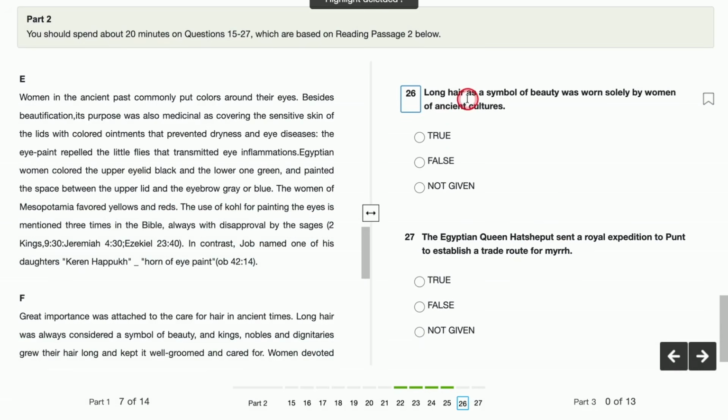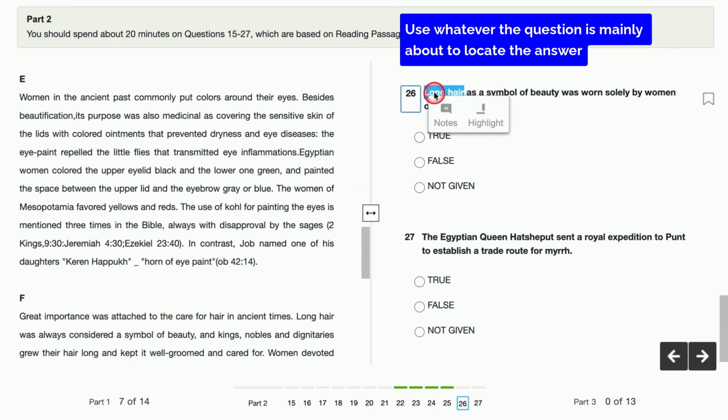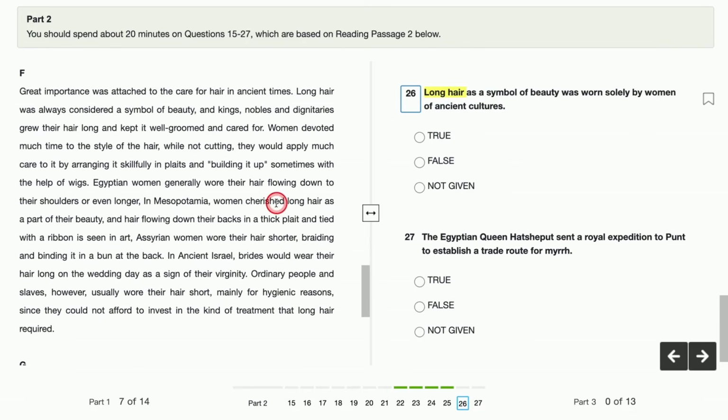Next one. Long hair as a symbol of beauty was worn solely by women of ancient cultures. This question doesn't contain any time references or place names, so which word do you think we can use to locate the answer? I think long hair is very important because the question is mainly about long hair, right? So we can use long hair to locate the answer. And as we read the next paragraph, we will immediately notice that here it mentions long hair.